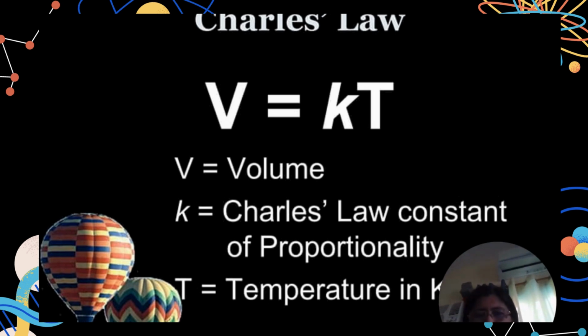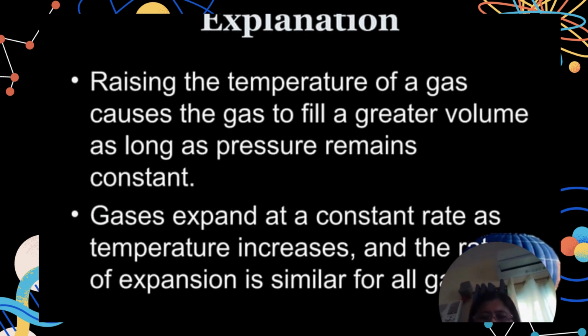So always remember, in Charles' law, there are the symbols: V for volume, K for Charles' law constant of proportionality, and T is temperature in Kelvin. So raising the temperature of a gas causes the gas to fill a greater volume as long as pressure remains constant. Gases expand at a constant rate as temperature increases, and the rate of expansion is similar for all gases.